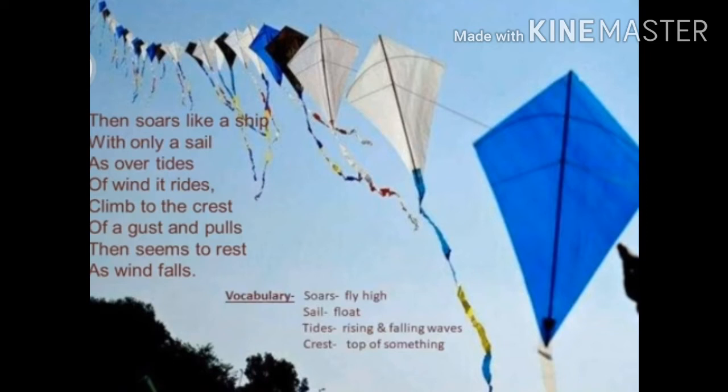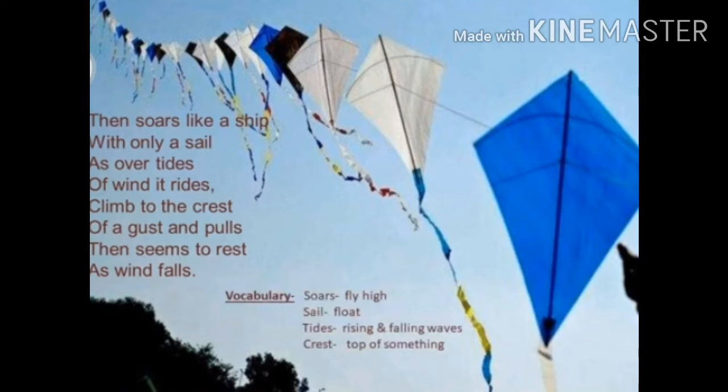Climb to the crest of a gust and pulse, then seems to rest as wind falls. So here crest means top of something, and gust and pulse means strong currents of air. Okay, so the poet has beautifully explained that sometimes with strong pressure of air the kite reaches the highest point of the sky, and as soon as the wind slows down the kite also rests for some time. आपने देखा होगा कि जितना तेज wind होता है उतनी ऊँचाई पे kite जाती है, right?